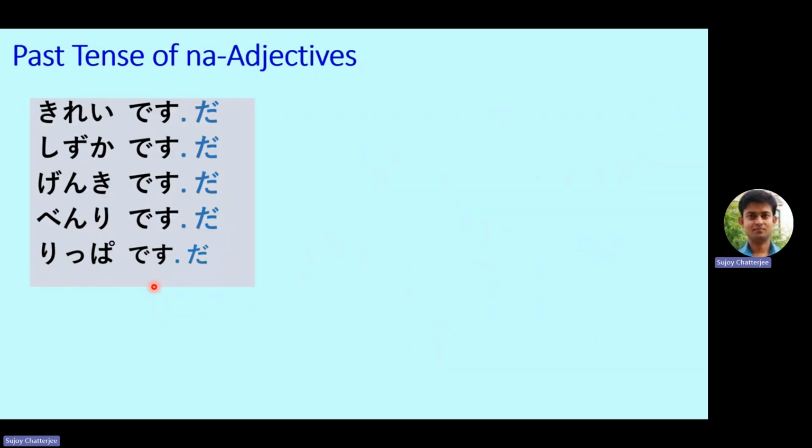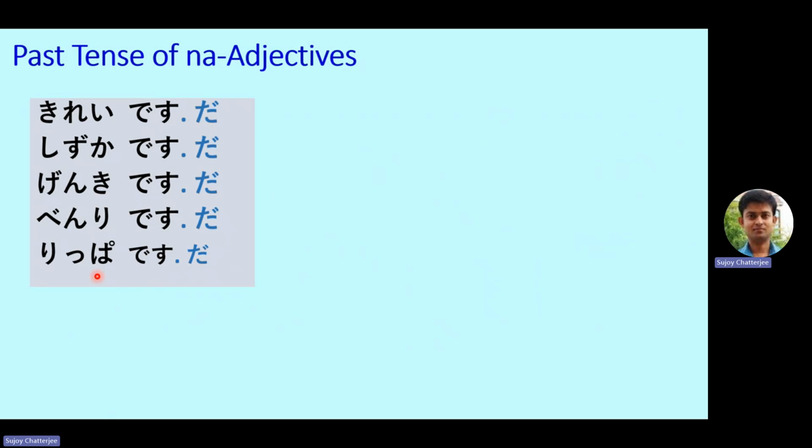Next we move on to the na-adjectives. All that we studied so far are i-adjectives. Now we move into na-adjectives. Kirei. Kirei means beautiful. Then we have Shizuka, quiet. We have Genki, lively or healthy. We have Benri, convenient. We have Rippa. Rippa means magnificent, or a person with a very high stature or very glamorous kind of magnificent. It may be a man, a building, anything. So in the present form of these na-adjectives, it will be kirei desu.